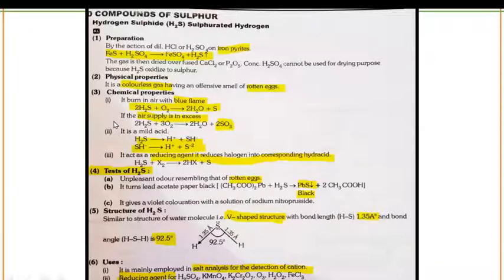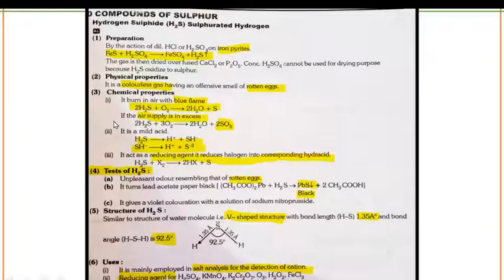And when you react this lead acetate with H2S gas, what you will get? A deposition of PbS, lead sulfide, that is black in color, and 2CH3COOH will form. This is the test to find H2S gas. It gives a violet color with a solution of sodium nitroprusside. When you react this H2S gas with sodium nitroprusside, you will get a violet color compound.